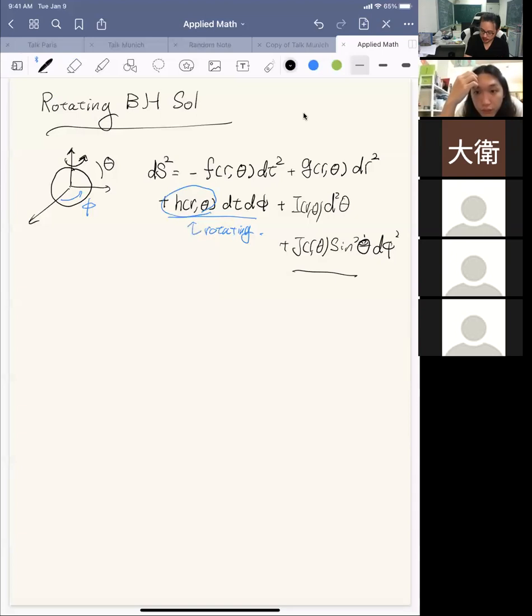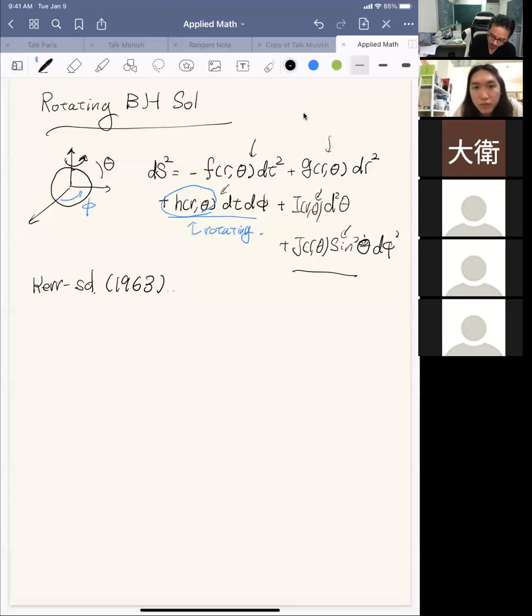Now that you guys have actually gone back and tried to solve the Schwarzschild solution and seen how the solution is exact, you can imagine that trying to find a solution with this many unfixed functions is very complicated. That's partially why the solution was only given by Kerr. So this is the famous Kerr solution. It was given in 1963.